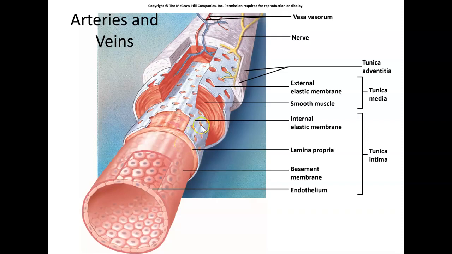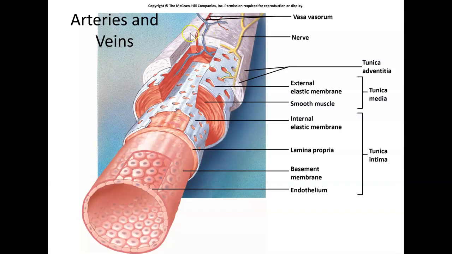We have the internal elastic membrane, and after that we are going to get into the tunica media, made up of the elastic fibers and smooth muscle. Here's the external elastic membrane, and that brings us to our last layer, which is the tunica externa, or we can also call it the tunica adventitia.